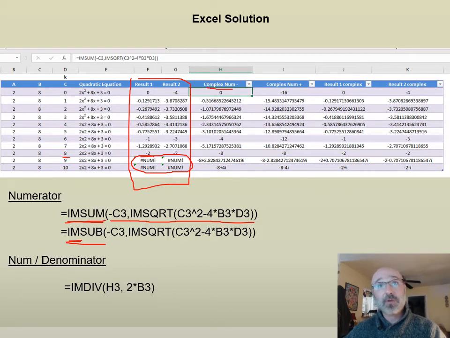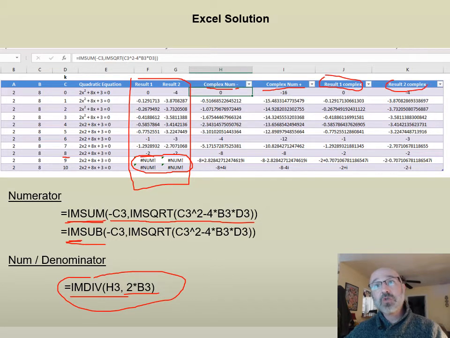quadratic equation here, so I'm calling this the complex numerator minus portion, the complex numerator plus portion here, and then I divide the numerator by our denominator, which is 2 times a, from our quadratic equation over here, and that's how I come out with my results 1 and results 2, or my two roots for the equation now, that now you can see above 8 here, I now have values for my real and imaginary components.